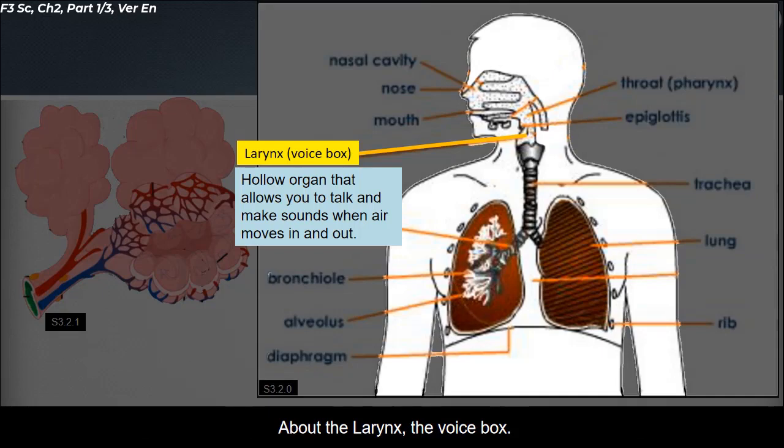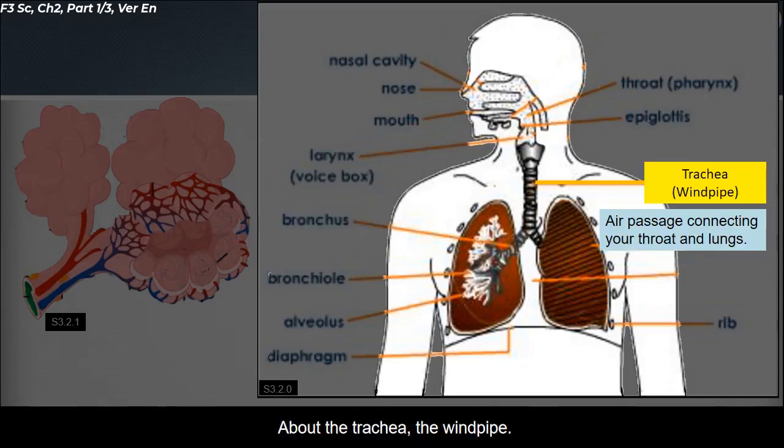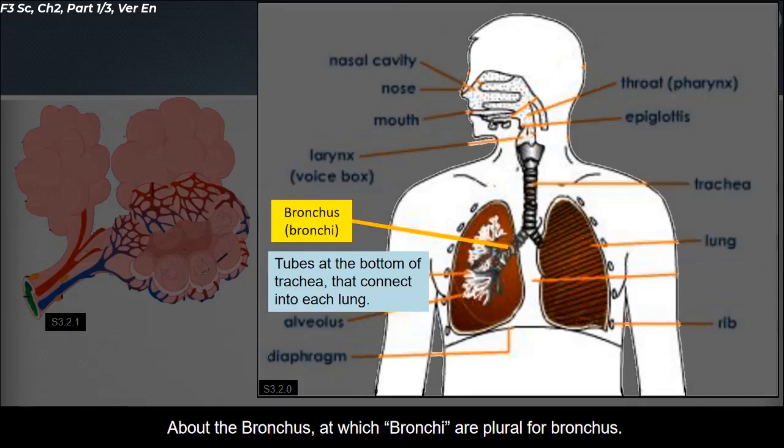About the larynx, the voice box. This is the hollow organ that allows you to talk and make sounds when air moves in and out. About the trachea, the windpipe. This is the air passage connecting your throat and lungs. About the bronchus, at which bronchi are plural for bronchus. Bronchi are tubes at the bottom of the trachea that connect into each lung.